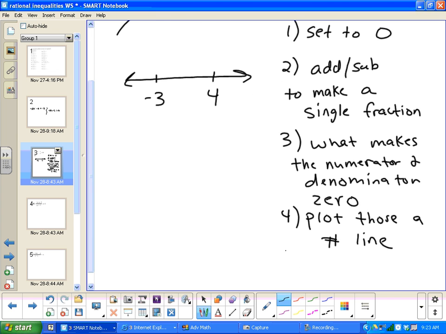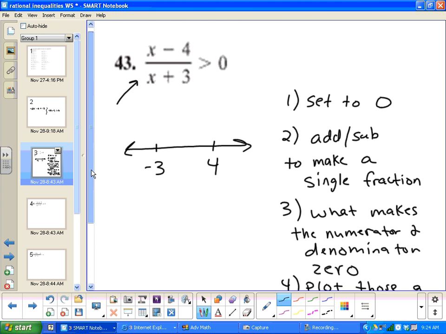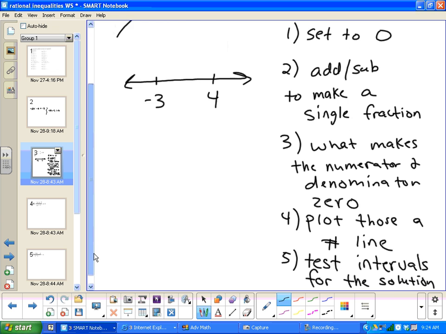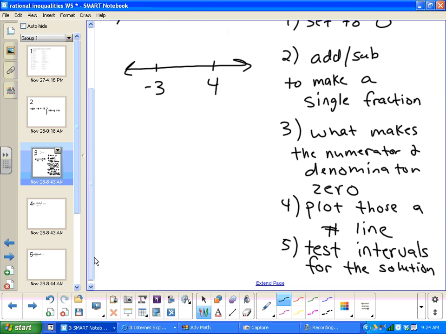The next thing, what you do here is you test intervals for the solution. When I say test intervals, I mean test intervals on the number line. Test the intervals for the solution. Now, to make this a little bit more organized, what I do is I name my intervals. That's pretty much the last thing. Now everything else is just going to be work. I really can't put it into a step form for you.